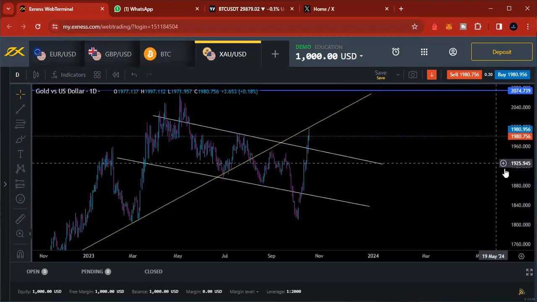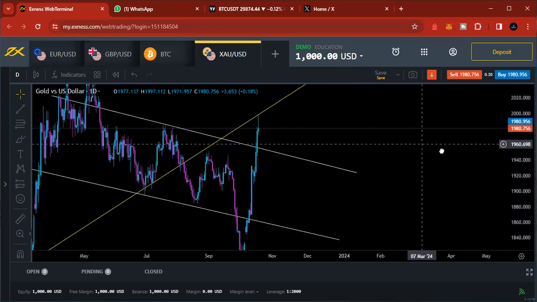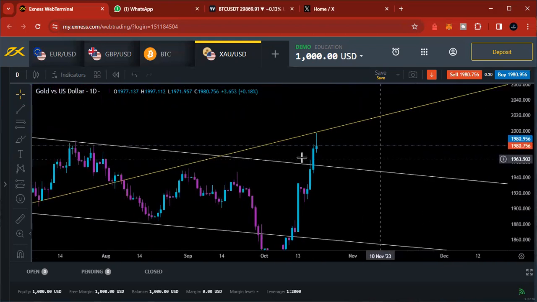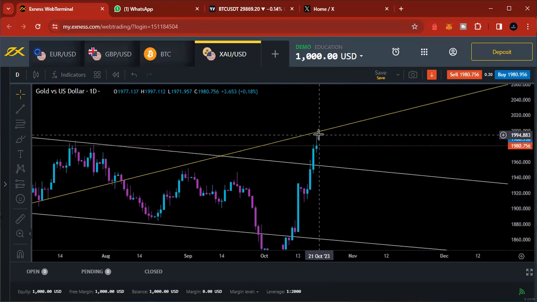So if I'm to take this gold trade this week, I'll be looking at something, because this is actually a daily chart. So looking at this daily chart, you can see that gold went as high as 1997.112. It just touched the trend line, nearly touched the trend line, but then look at where it closed.